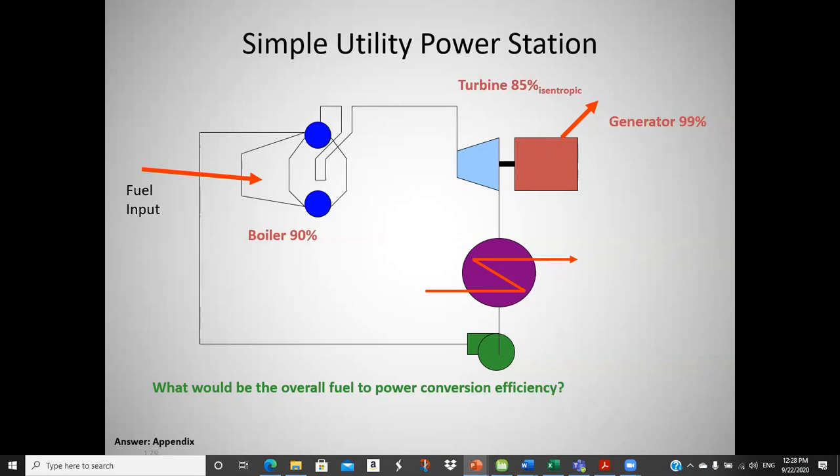Okay? Turbine isentropic efficiency, 85%. Oh, that's great. Smaller ones might be 50, 55, 60%. So they've got the best boiler efficiency. They've got the best turbine efficiency. They've got the best generator, 99+% efficient. So what's the overall fuel to power conversion efficiency?